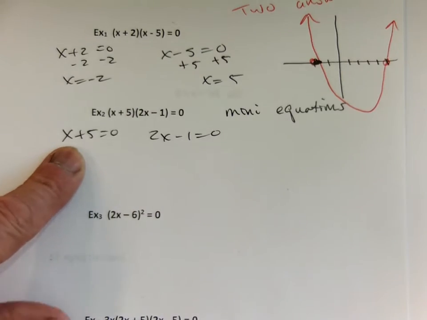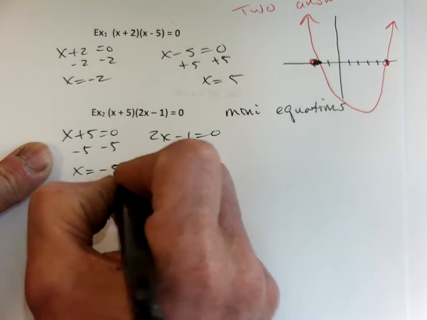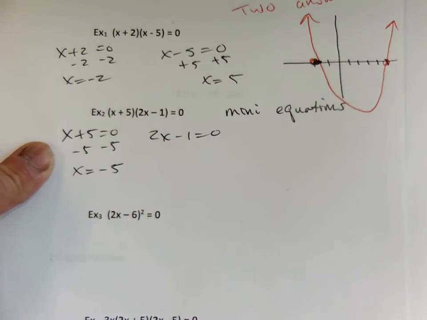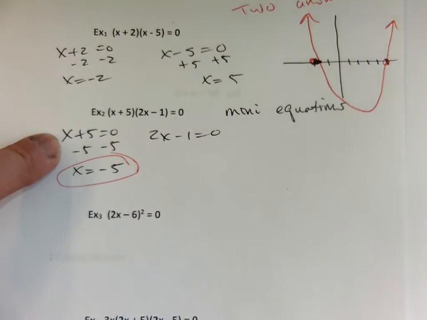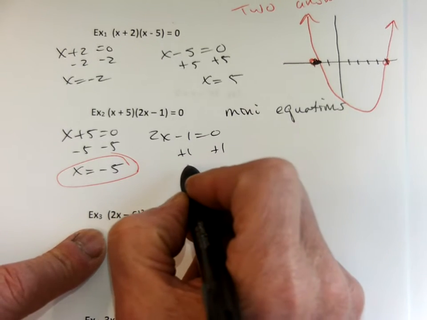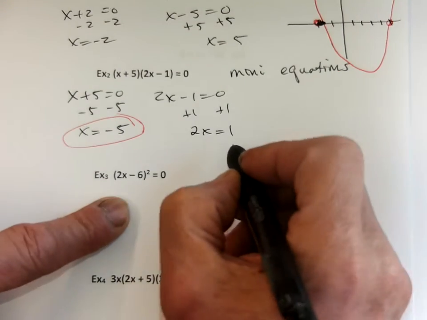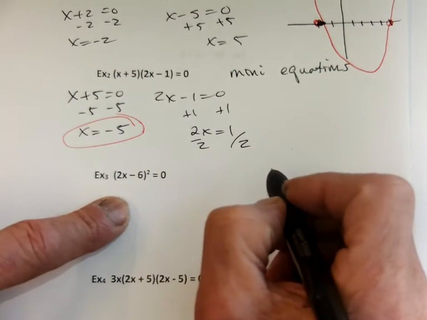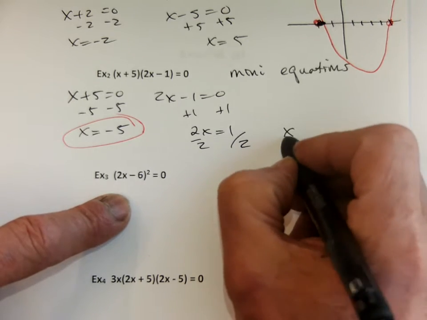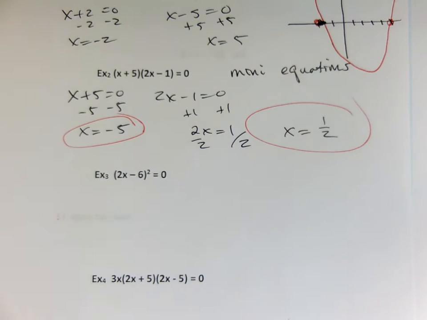This is easy. I'm just going to go minus 5, x equals negative 5. That's one answer. And then I'm going to go plus 1, 2x equals 1. I'll divide by 2, and I get x equals positive 1/2. There's my two answers. Thumbs up, that's pretty easy, right? Everybody agree? Let me see thumbs up.